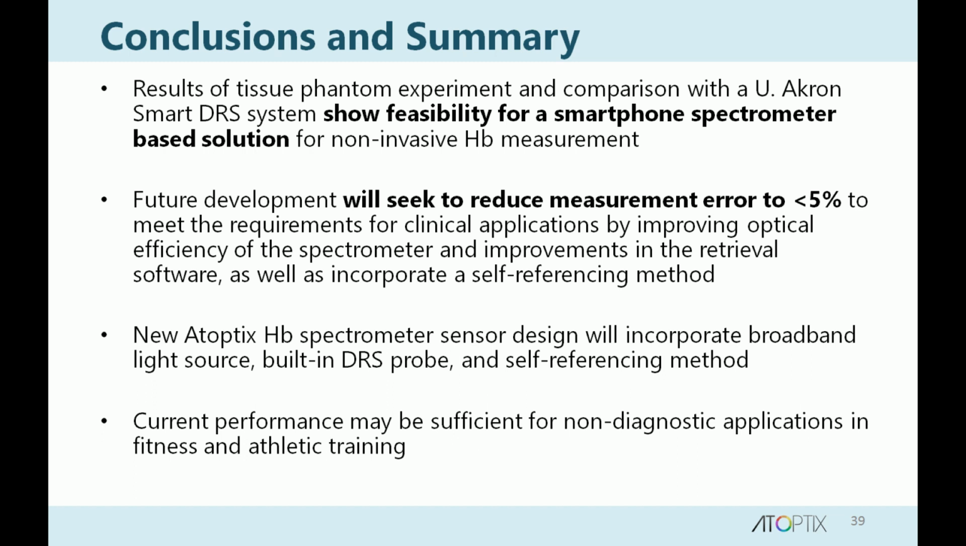For future developments, we want to seek to get down to less than 5% measurement error, somewhere around this order, similar to the Akron system, by incorporating a more efficient optic that we've recently developed, and then also some improvements to the software, and possibly incorporating a self-referencing method. So we're working on this prototype that will incorporate all this. We're also looking at the applications for such a system that performs at these levels for some of these fitness and athletic applications that I mentioned briefly. So that's it.